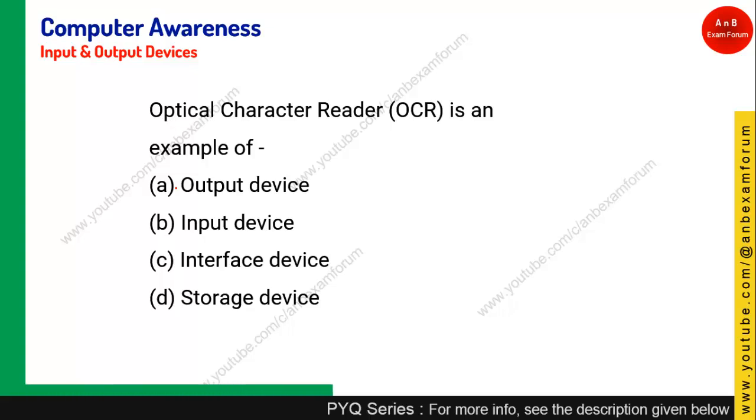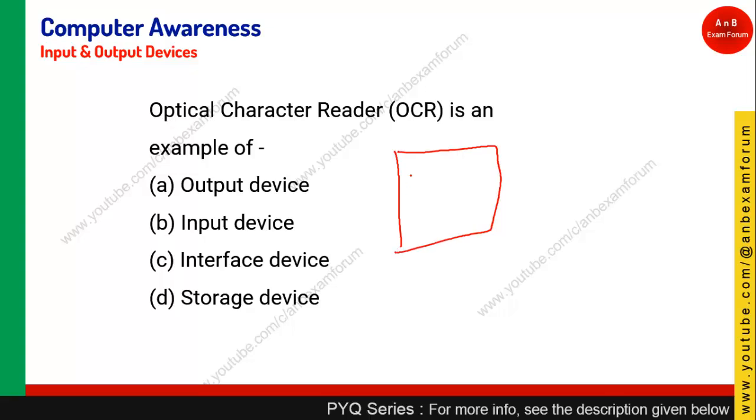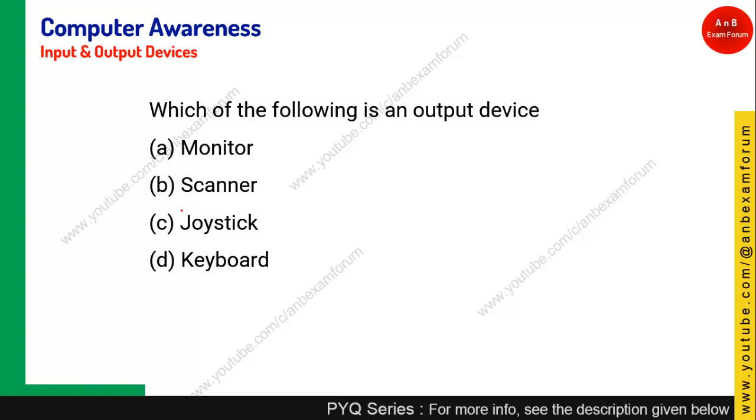Next question is, optical character reader is an example of what? Nowadays optical character readers, what does this do? You have an image which has certain characters in it. With this optical character reader, it reads the characters from the image and transmits them into the computer in the form of digital data. Those are called optical character readers. Readers are generally input devices, so option B is the right answer. Coming to the next question, which of the following is an output device?